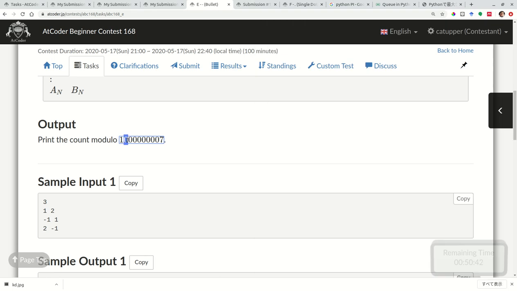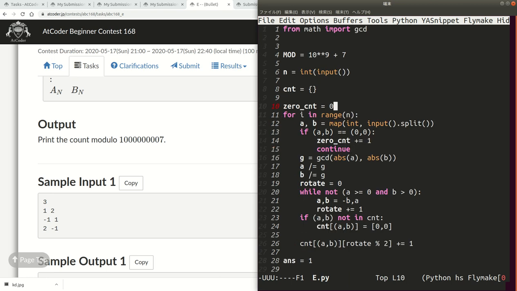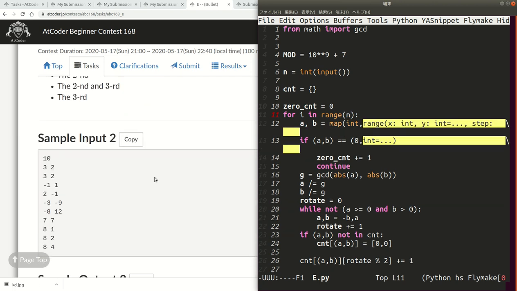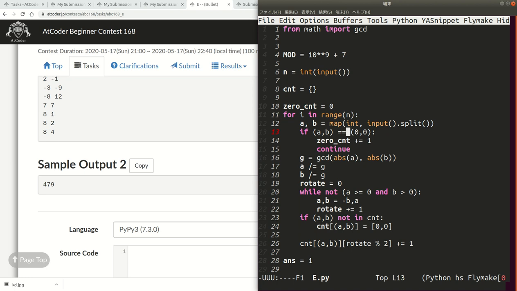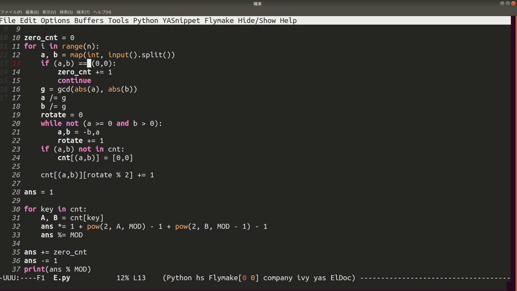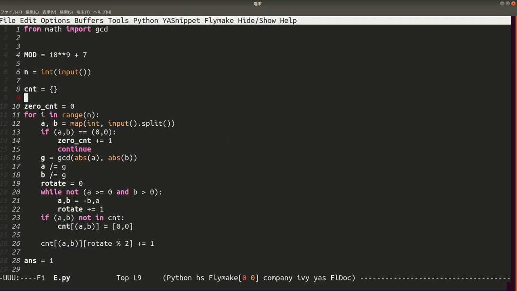How many zeros are there? 1, 2, 3, 4, 5, 6, 7, 9. Okay. It's all normal mod. Yes. If there are two same settings, it doesn't matter. What do you think?